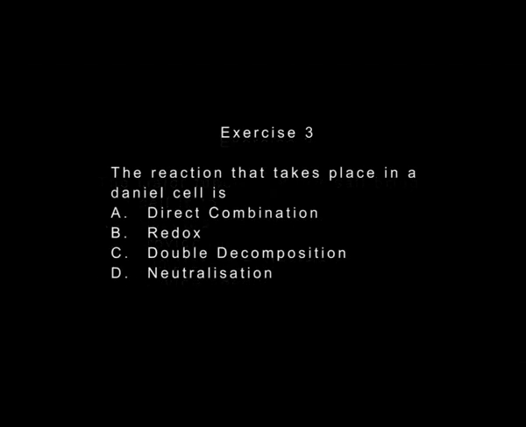Exercise 3. The reaction that takes place in a Daniell cell is A. direct combination, B. redox, C. double decomposition, and D. neutralization. The correct answer is B, redox, because there is oxidation and there is reduction in an electrochemical cell.